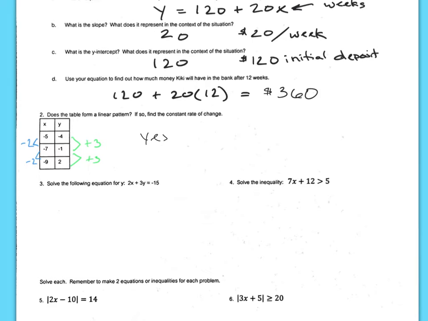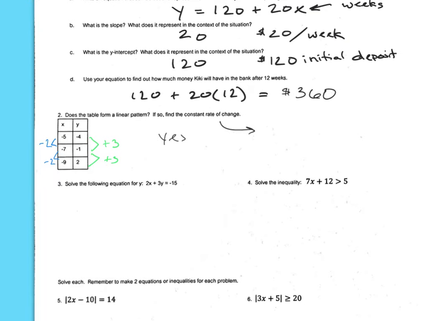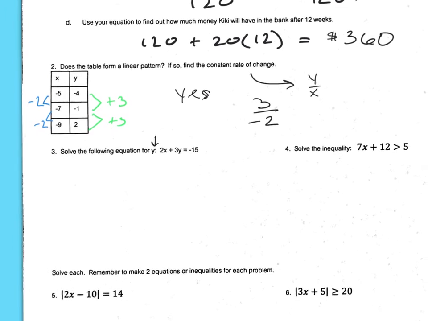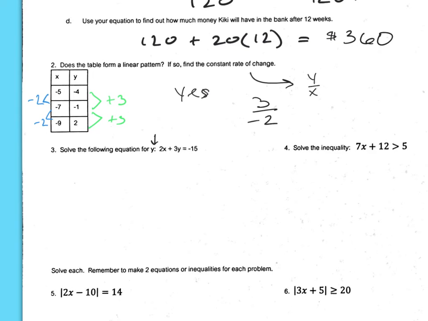And then the constant rate of change is going to be y over x. Let me move this over so you can see it. So remember, that's y over x. So we had 3 over -2. On the quiz, there'll be blanks that you can fill in so that you can answer the questions a little bit better. Solving for y. What that means is get y all by itself. What that also means is don't touch the y until last.